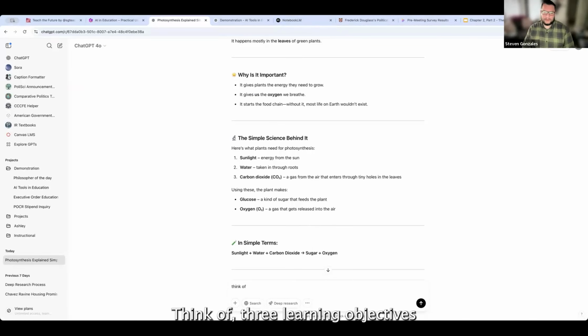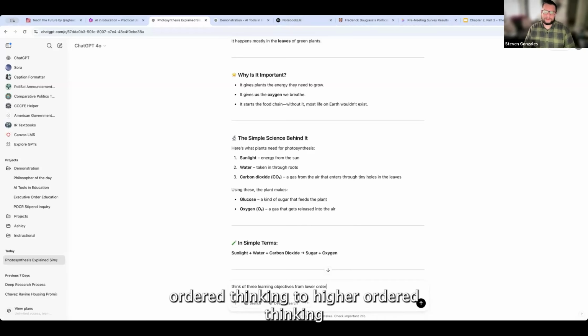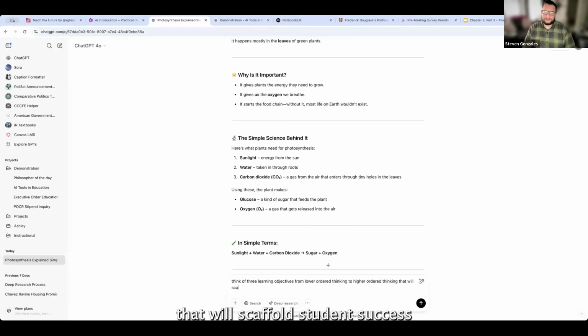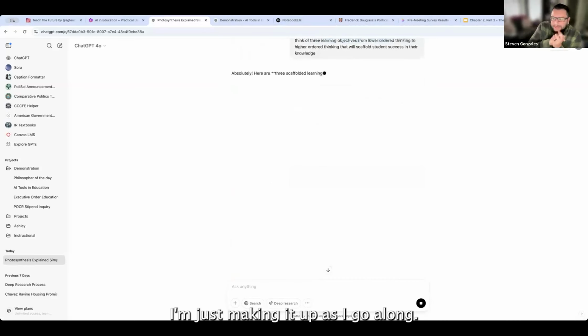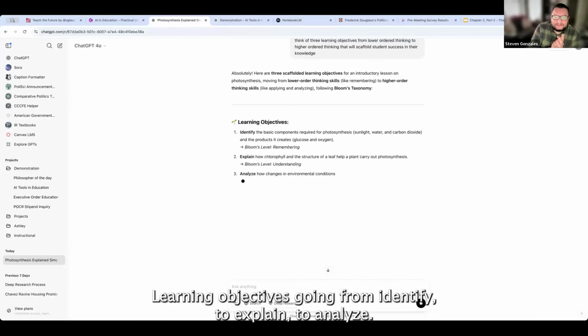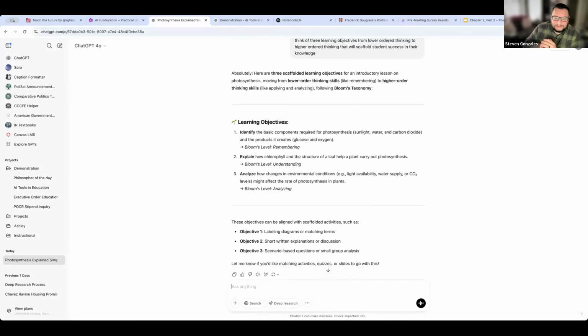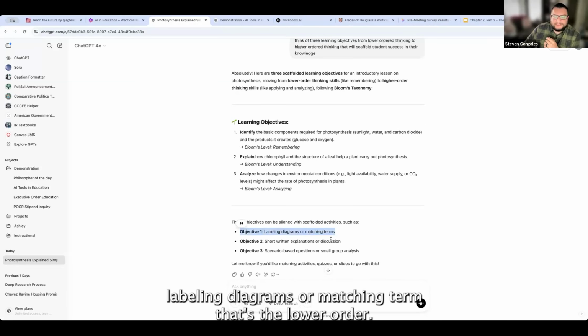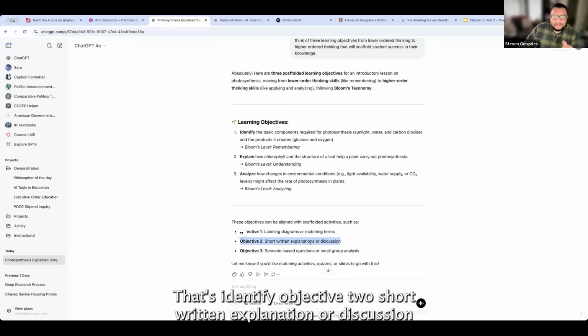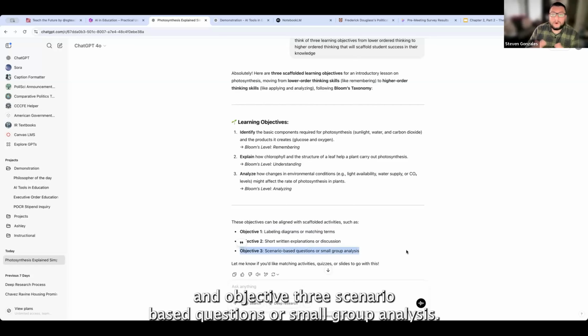Think of three learning objectives from lower-ordered thinking to higher-ordered thinking that will scaffold student success in their knowledge. I'm just making it up as I go along. Should have practiced this. All right, learning objectives going from identify to explain to analyze. And so some activities: labeling diagrams or matching terms, that's the lower order, that's identify. Objective 2, short written explanation or discussion. And objective 3, scenario-based questions or small group analysis.